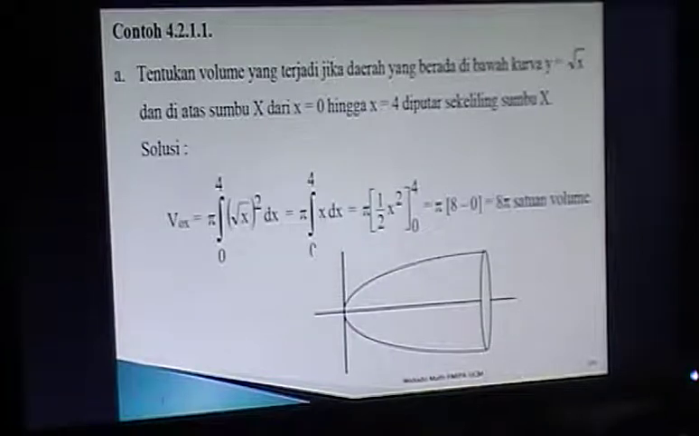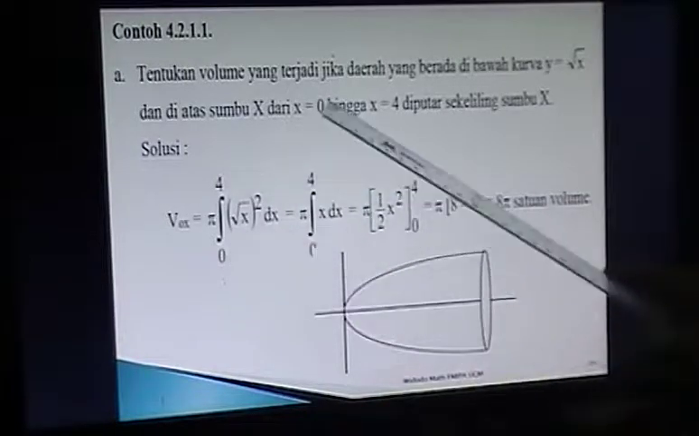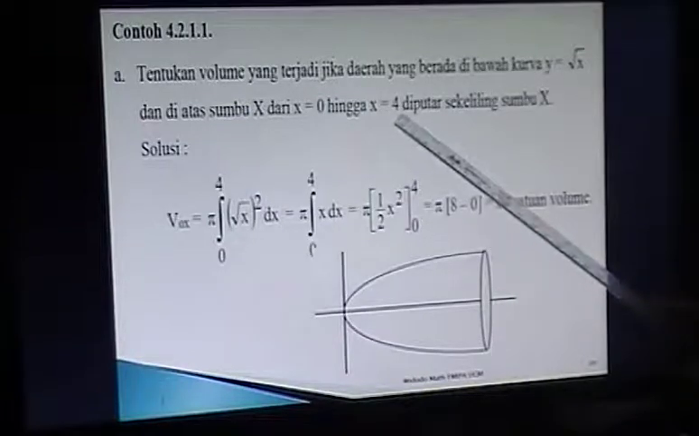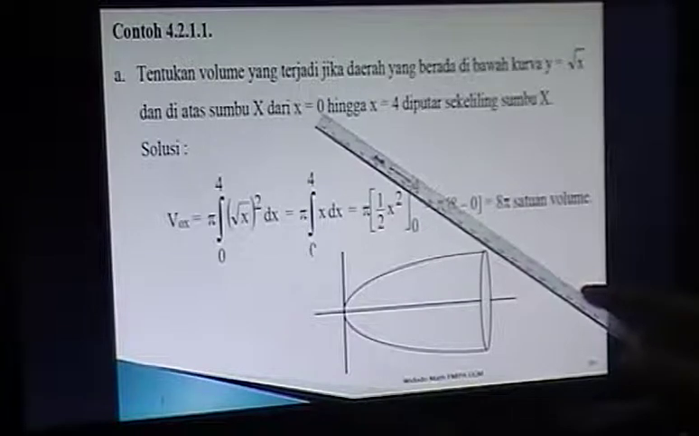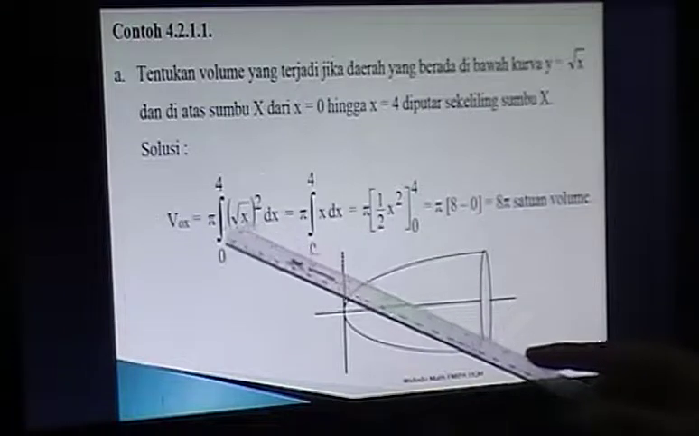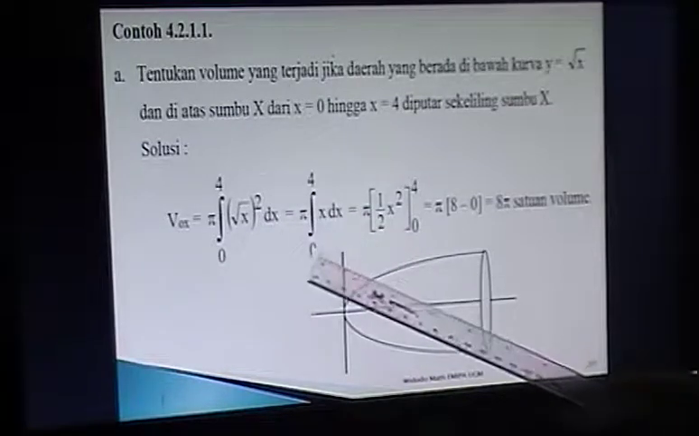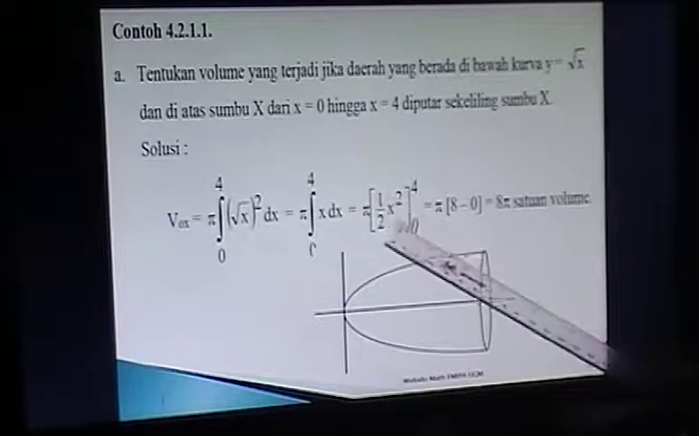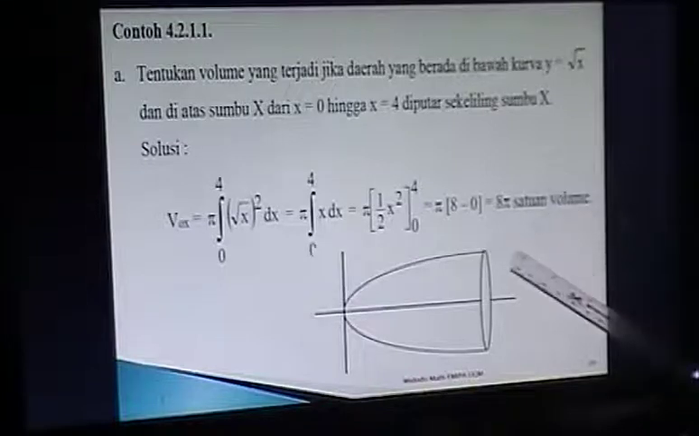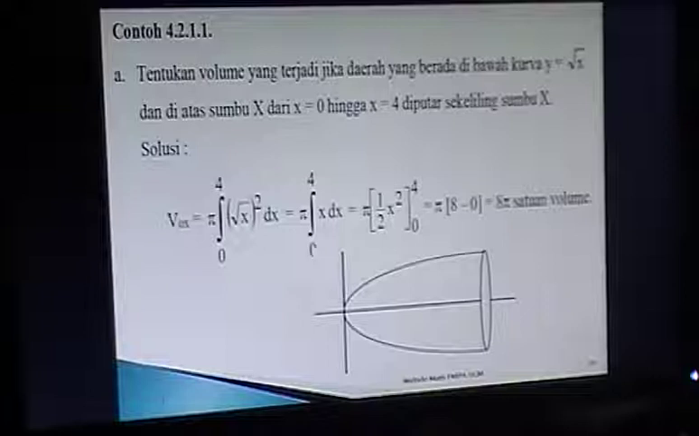By using the previous formula that we found, Vx is equal to pi integral from 0 until 4, where a is 0 and b is 4, and f(x) is the square root of x, squared, dx. So this is equal to pi integral from 0 until 4 of x dx. It's very easy to calculate. The conclusion is that Vx is equal to 8 times pi unit volumes. This is the simplest example of our topic.